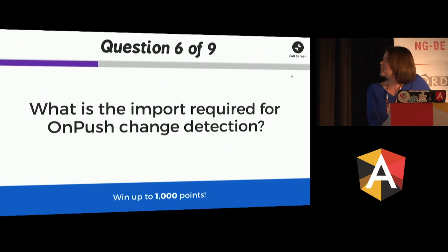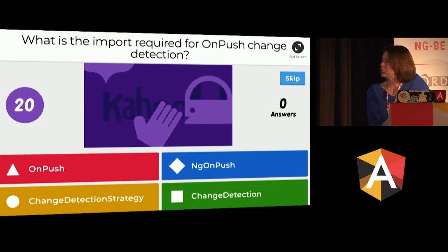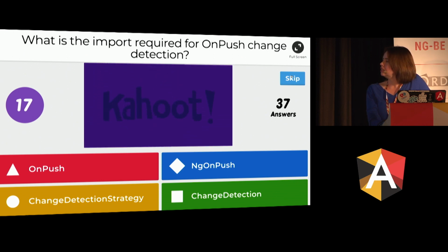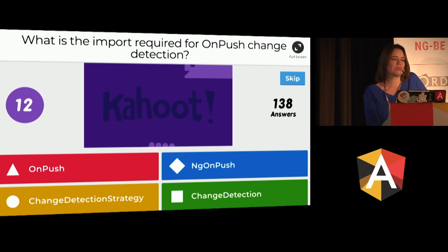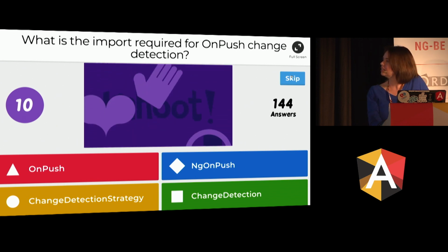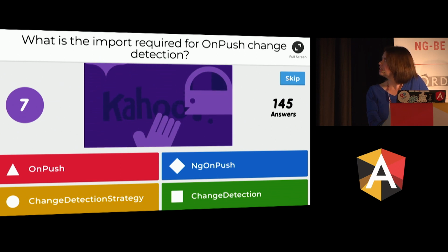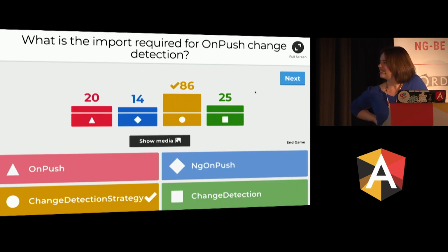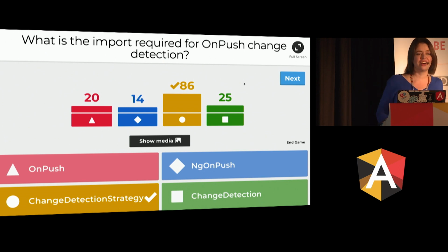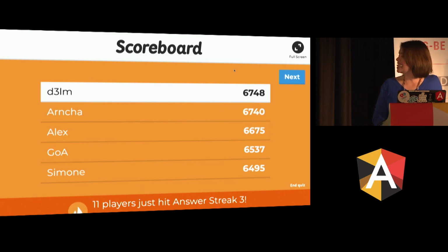What is the import required for on-push change detection? This is a little tricky because it was on the slide, but I didn't actually talk about it. Change detection strategy. Sorry, that one was a little hard. I know, I'm sorry, because I meant to talk about it more.